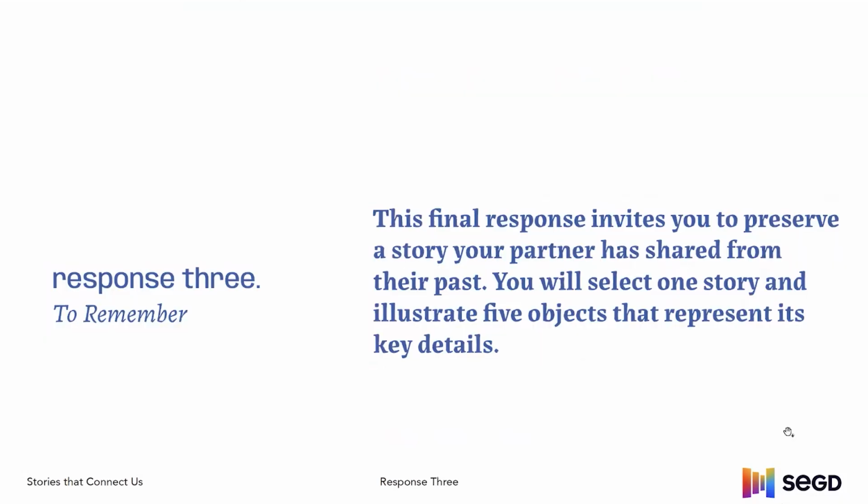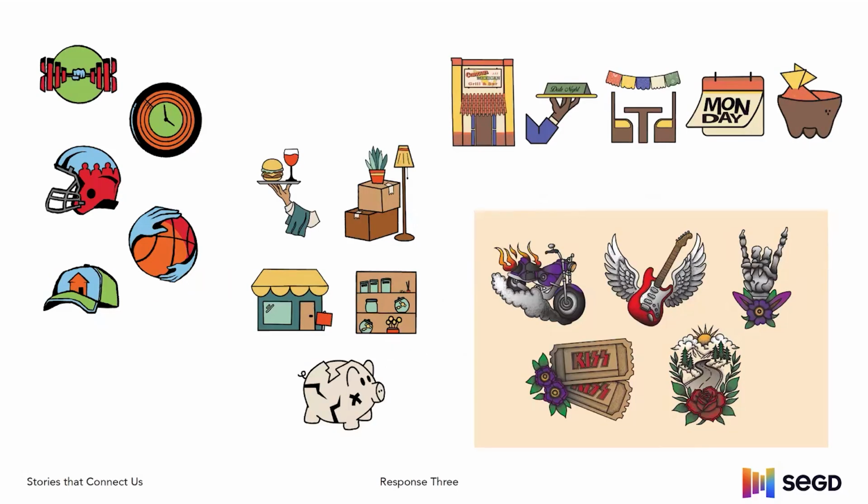And their last, response three, is to remember. This final response invited students to preserve a story that their partner shared with them from their past. They'd select a story and they were to illustrate 5 objects that represent the key details. And each object initially was going to be a GIF. We found out that there was just not enough time in terms of creating a GIF for this. And so it just became a standalone icon set.